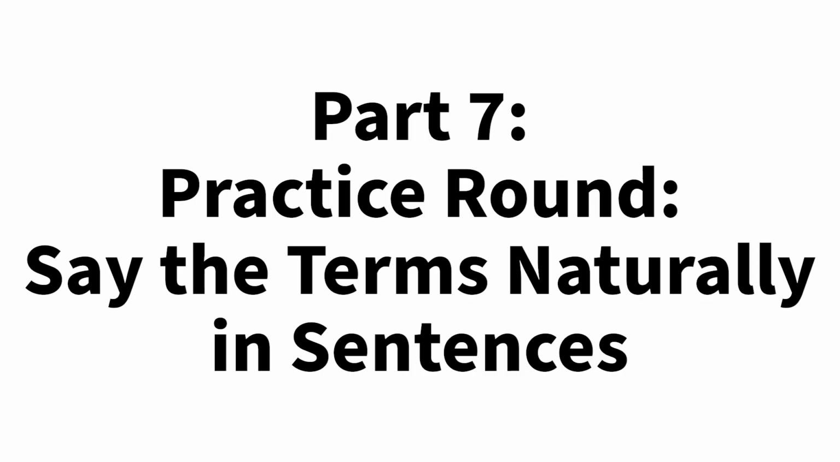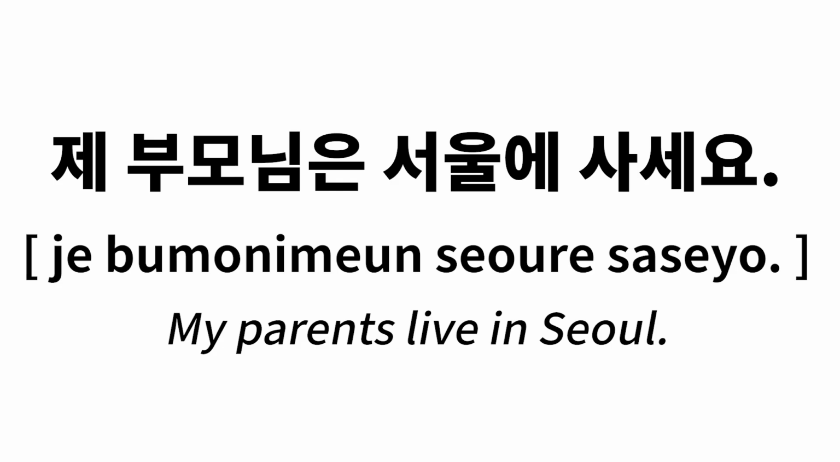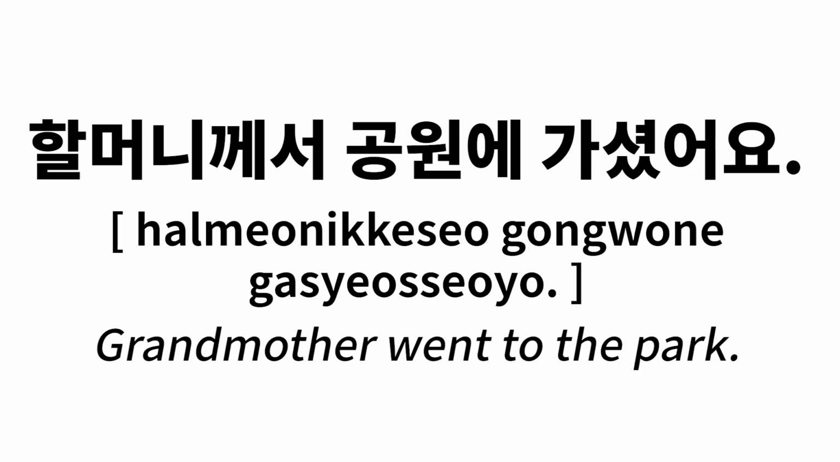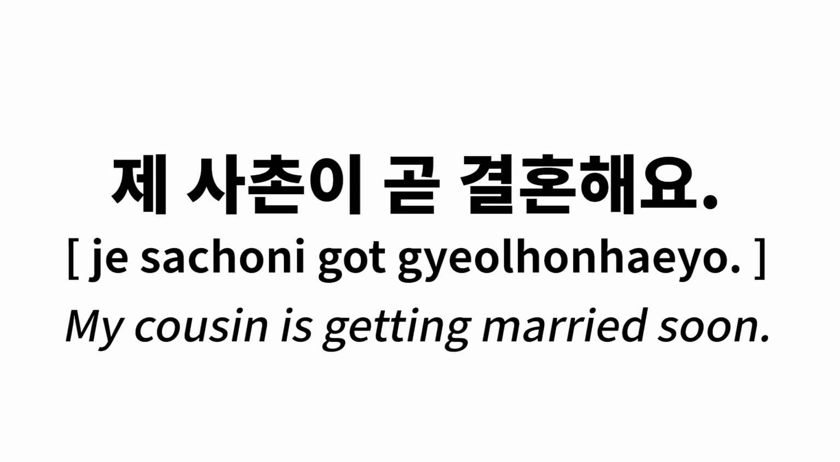Part 7. Practice round. Say the terms naturally in sentences. Let's practice together. Repeat after me. 제 부모님은 서울에 사세요. My parents live in Seoul. 제 오빠는 운동을 좋아해요. My older brother likes sports. 할머니께서 공원에 가셨어요. Grandmother went to the park. 제 사촌이 곧 결혼해요. My cousin is getting married soon.